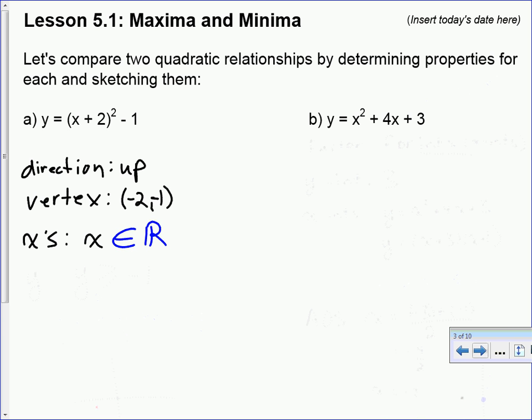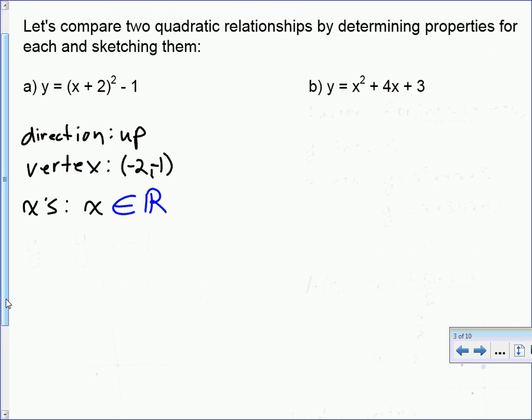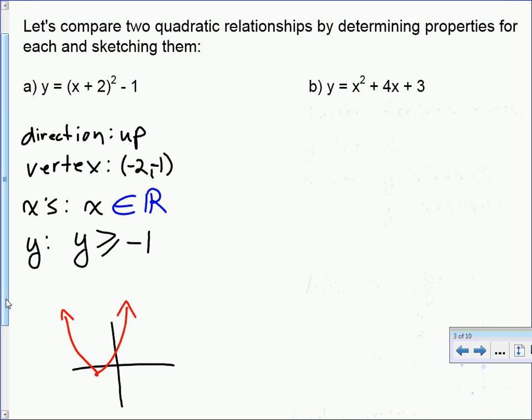Now, based on our parabola, we could sketch it. So if we sketch it, it looks something like this. Now, if I want to know what all my y values are, my y values are all y's greater than or equal to the y value in my vertex. So in this case, we're going to say y is greater than or equal to -1. And the reason why this happens is because the original parabola opens up.